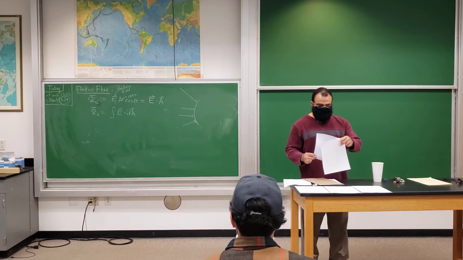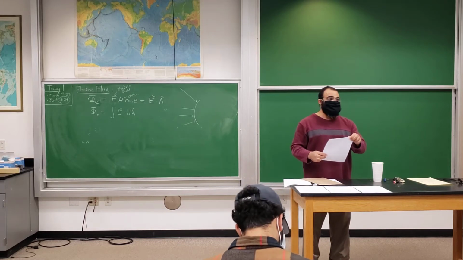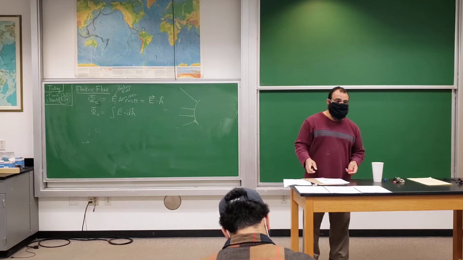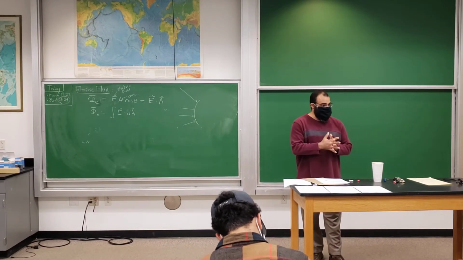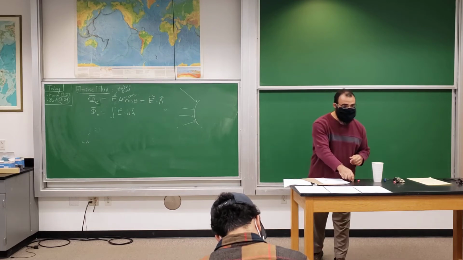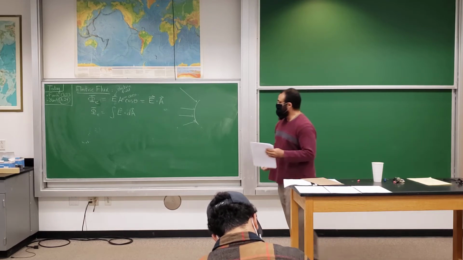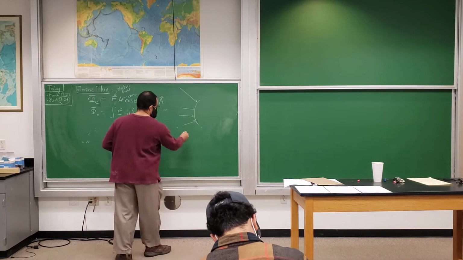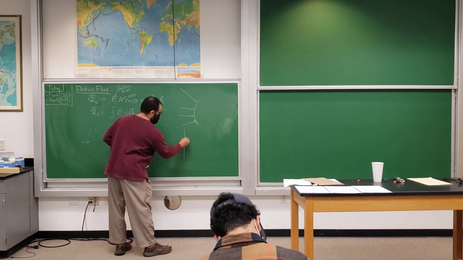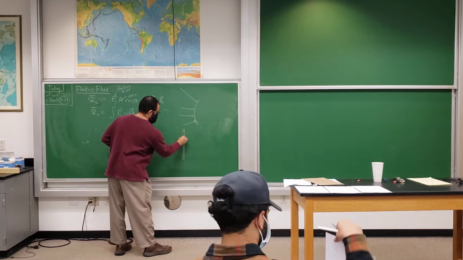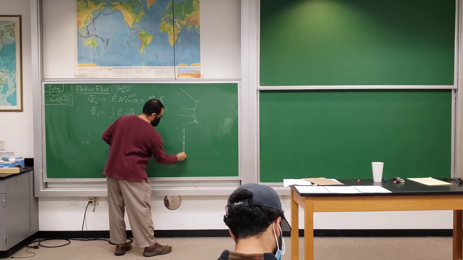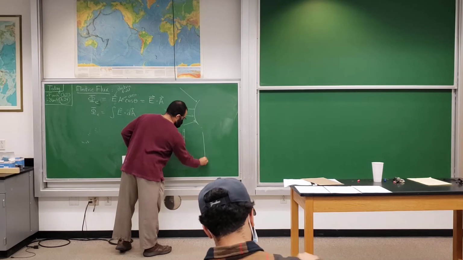All right, so let us do a few examples. So suppose I have a parallel plate capacitor. Okay, so here's the first example. I have a parallel plate capacitor. And here is the capacitor, let's say. This is the plus side of the capacitor, and here is the minus end of the capacitor.